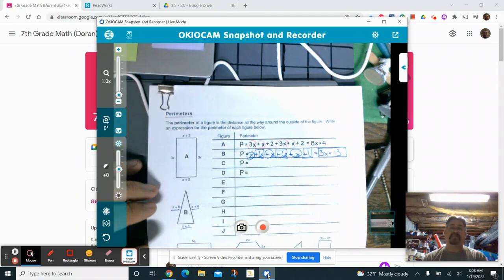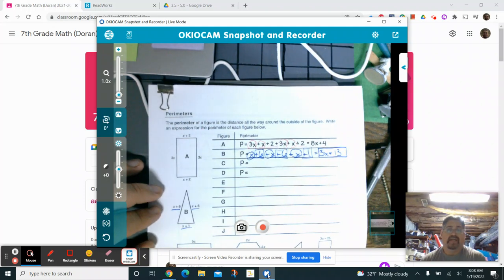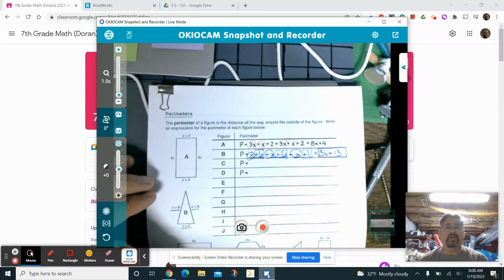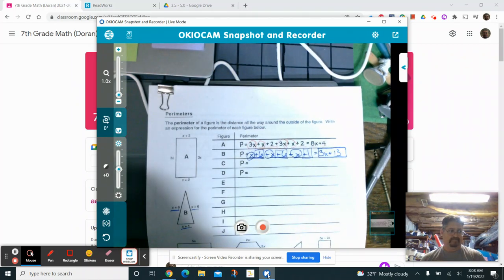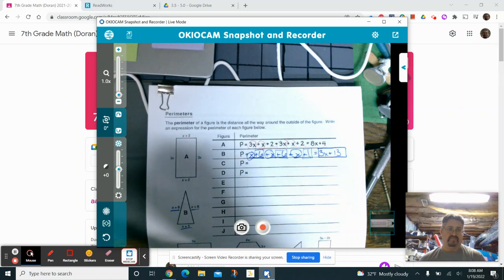Do we know what x stands for? No. Right now we don't. But with a little more information, we could figure it all out. But that's not what we're doing today, is it? No, we're just combining our like terms and getting a more concise representation of the perimeter.